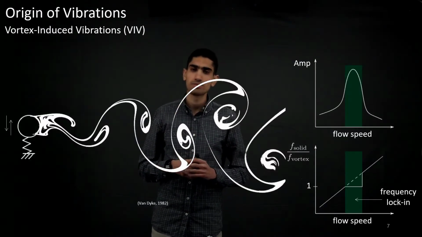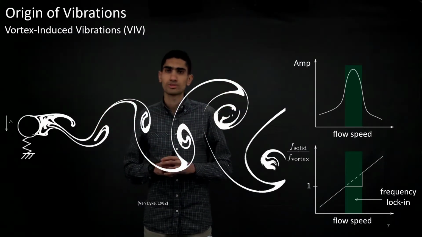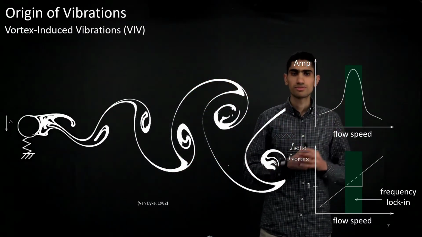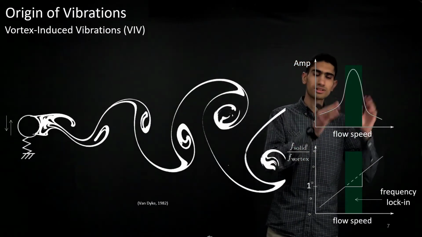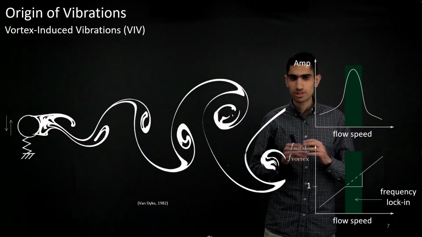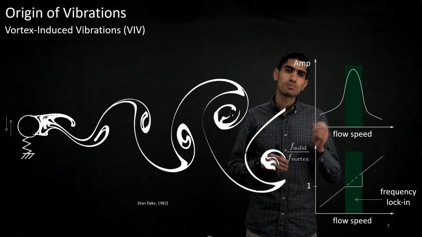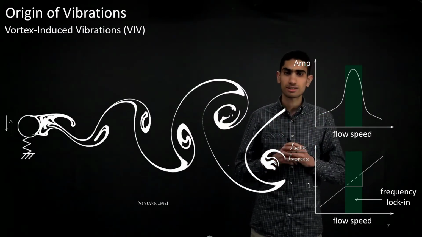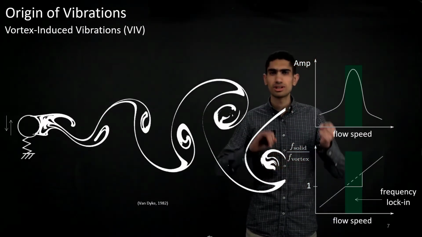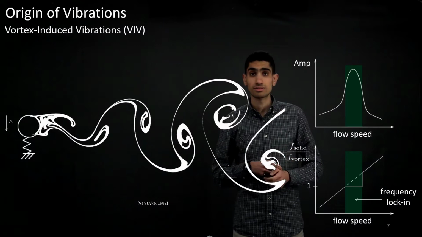VIV are very common in FSI. They appear when you have a vortex street forming in the wake of your structure. What's special with these vibrations is that when you look at the amplitude versus the flow speed, you see a critical region in the middle where the amplitude is very high. The frequency of your solid is an increasing function of the flow speed, but in this critical region it is constant and equal to the frequency of the vortex. We usually say that the frequency of the solid is locked into the frequency of the vortex, and this region is called the lock-in region.